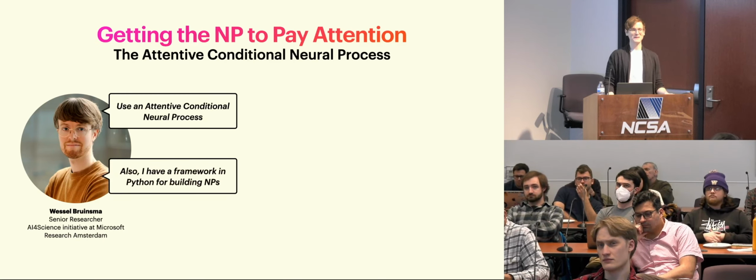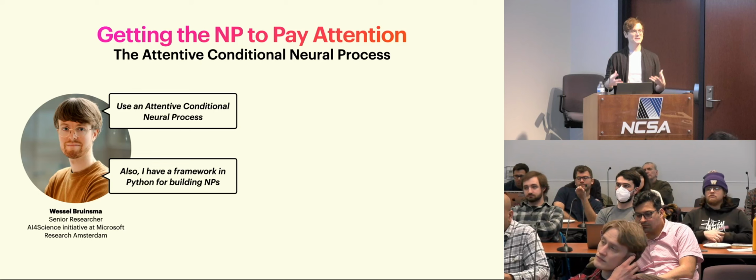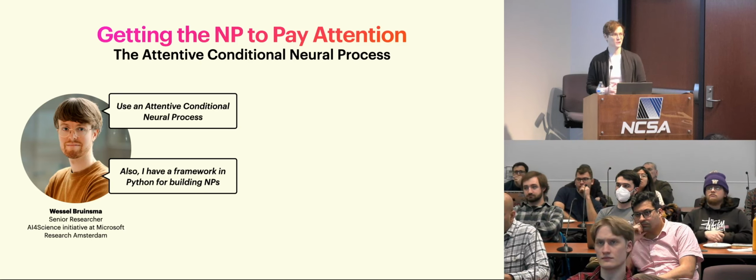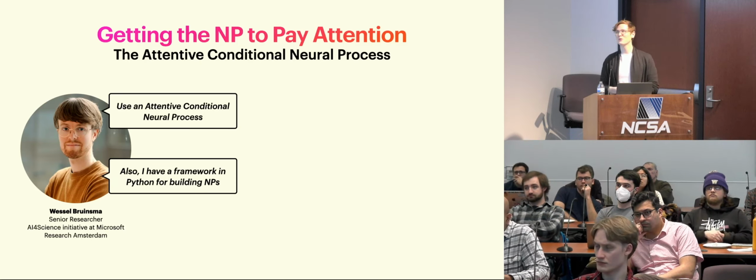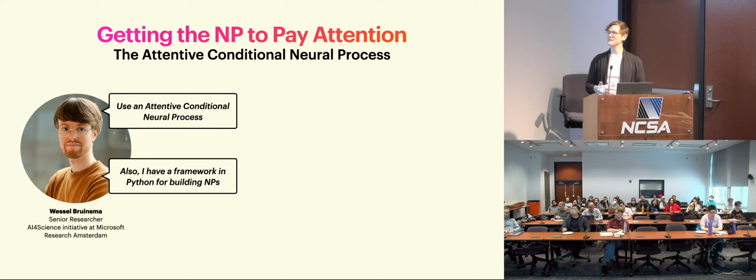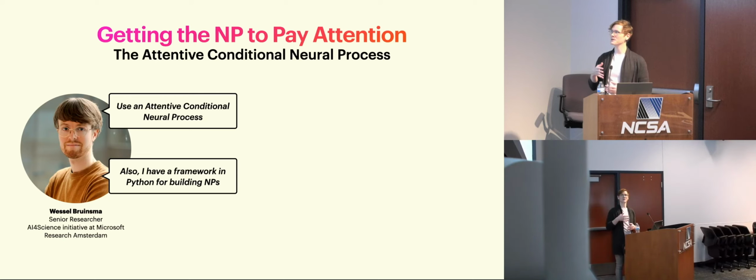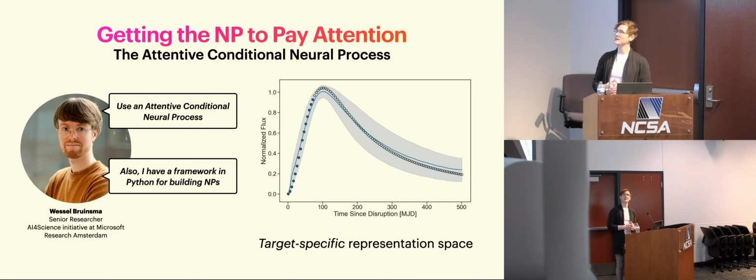The other thing he told me was that he actually has built a framework in Python for building neural processes. No more do I need to build all the pieces individually using the low-level PyTorch models. I can instead adapt his building blocks from the framework. And so that was great. I took this approach, built up this attentive conditional neural process, and was able to get something that was much closer to what I wanted, right?